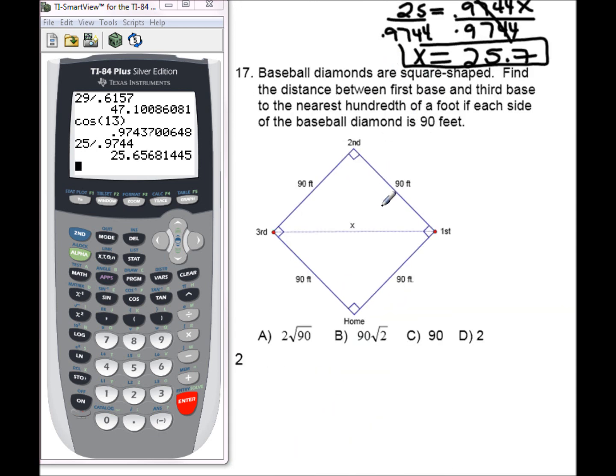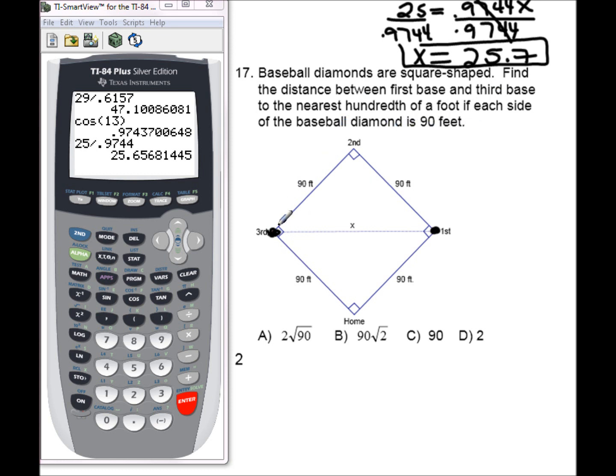Okay, number 17. Baseball diamonds are square shaped. Well, as soon as they tell us that, that gives us a hint that we have all sides congruent in the square, and all of these angles are 90-degree angles in the square. Find the distance between the first base, here's first base, and third base, here's third base, to the nearest hundredth of a foot, if each side of the baseball diamond is 90 feet.